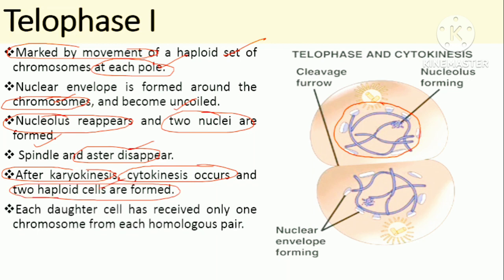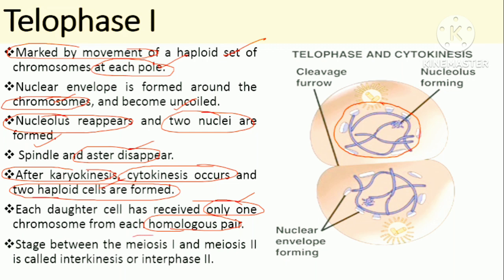Each daughter cell has received only 1 chromosome from each homologous pair. So from one homologous pair, one daughter cell has received only one chromosome. And this movement of chromosome is independent, or we can say this results in independent assortment, which also brings the variations.